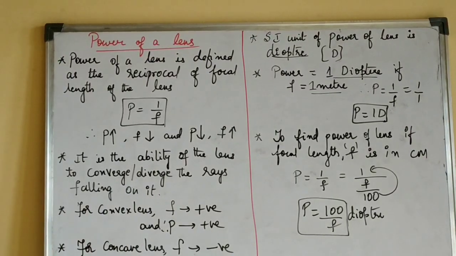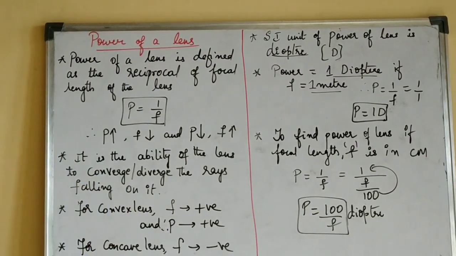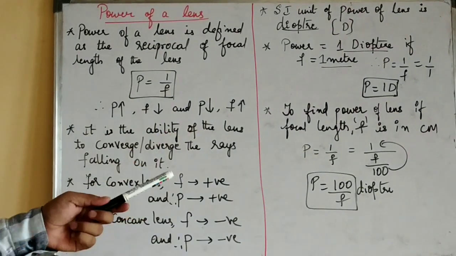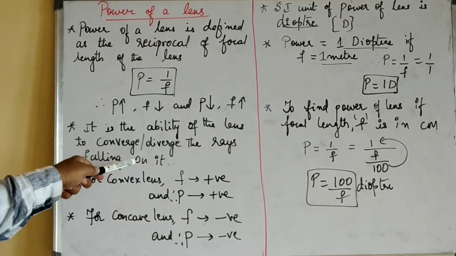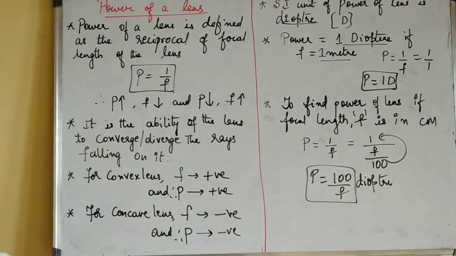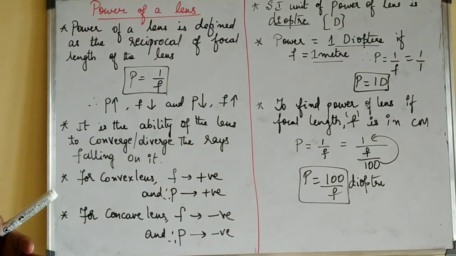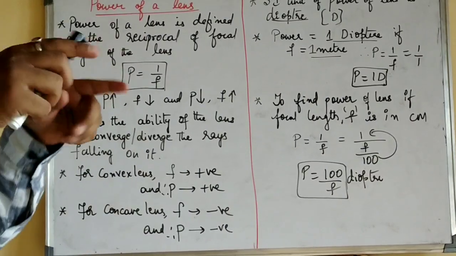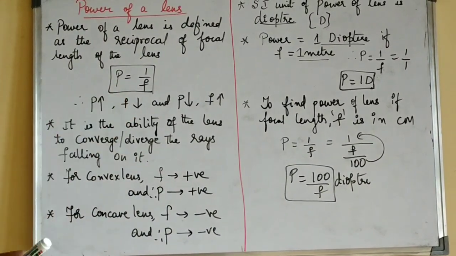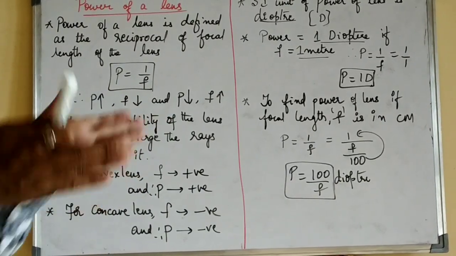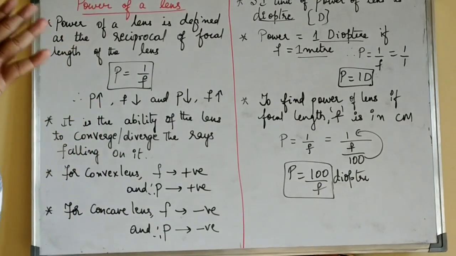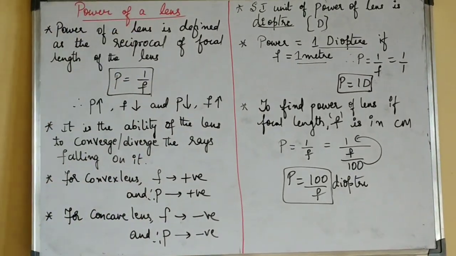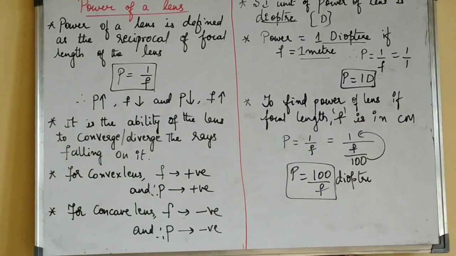Now, why are we going for this power of the lens, or what does it indicate? What is the importance? We have two lenses, one is a convex lens and another one is a concave lens. It is the ability of the lens. Power of the lens means the ability of the lens to converge or diverge the rays falling on it. If the incident light is falling on it, how should the refracted rays be, whether it is properly converging or properly diverging? If it is converging, it is a convex lens. If it is diverging, it is a concave lens. So that ability of the lens to converge or diverge, depending on convex or concave, will give the power of the lens. It indicates the converging and diverging properties of the lens.